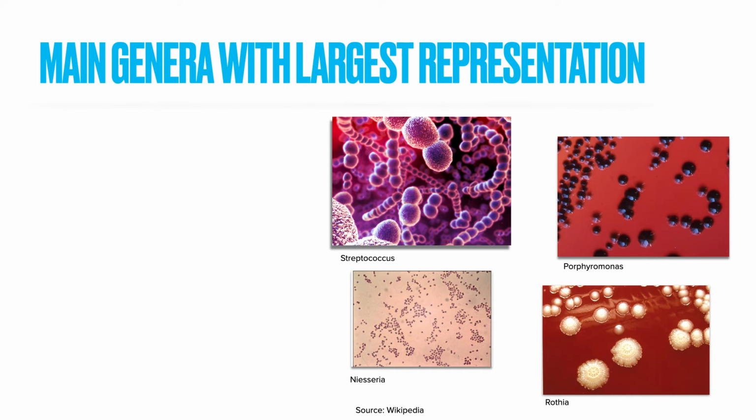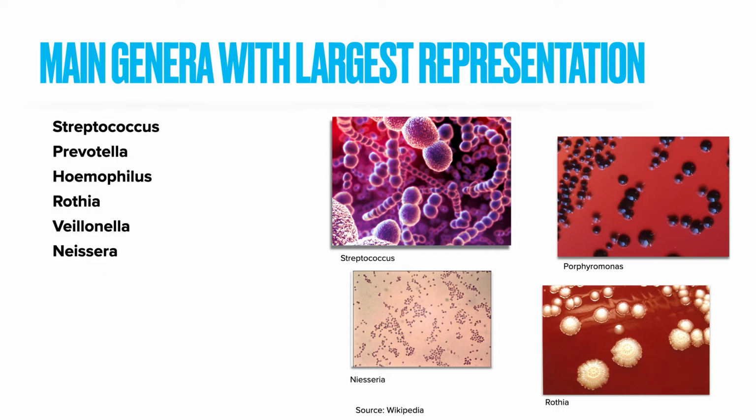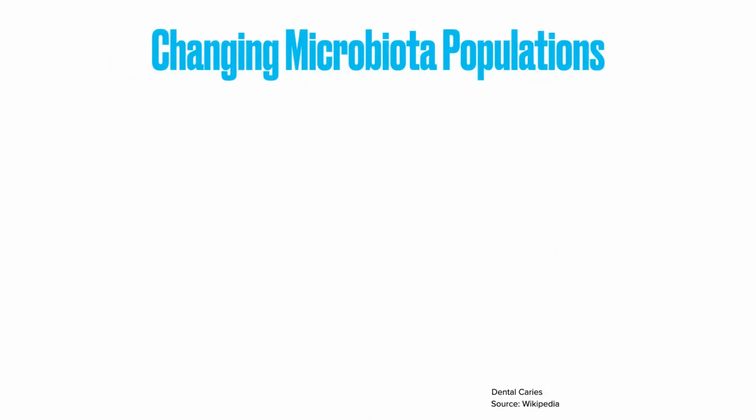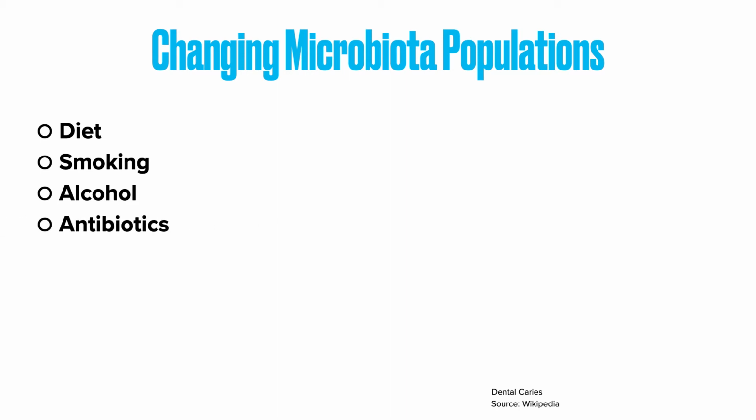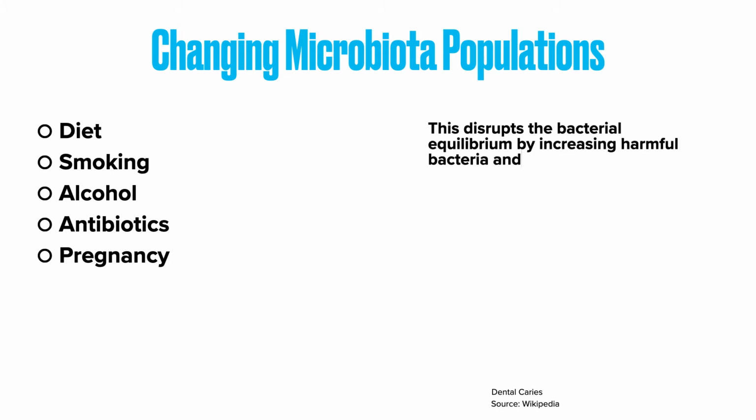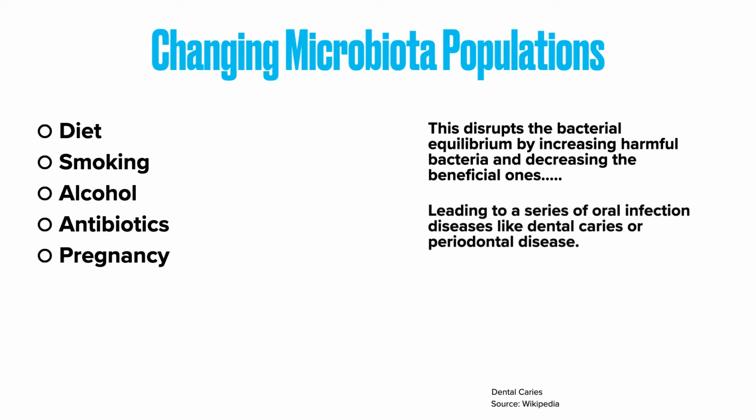The major genera with the largest representation in the oral microbiome include Streptococcus, Prevotella, Haemophilus, Rothia, Veillonella, Neisseria, Fusobacterium, and Porphyromonas. Homeostasis of the oral microbiota can be altered by a series of factors such as diet, smoking, alcohol, antibiotics, or pregnancy. And this alteration can disrupt the bacterial equilibrium in the oral cavity by increasing harmful bacteria and decreasing the beneficial ones, leading to a series of oral infectious diseases such as dental caries or periodontal diseases.